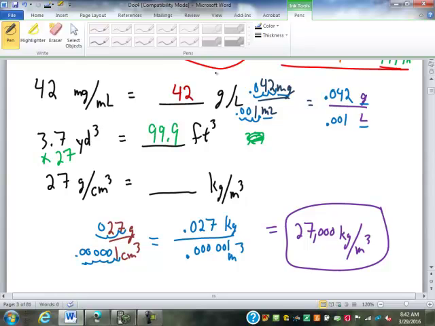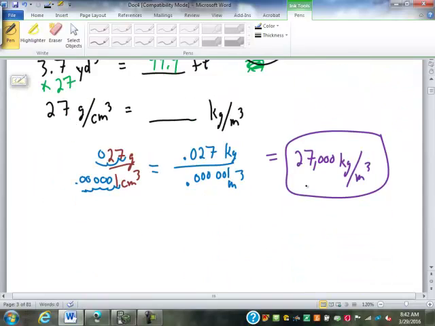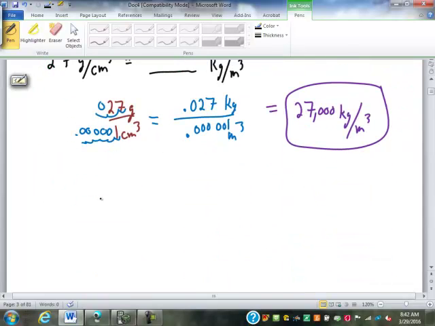For your little trick there, can you use that on all of them or just certain ones? Just the metrics. Just the metrics.